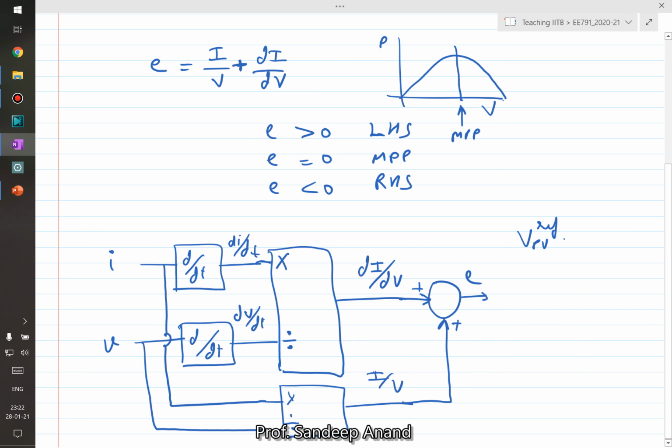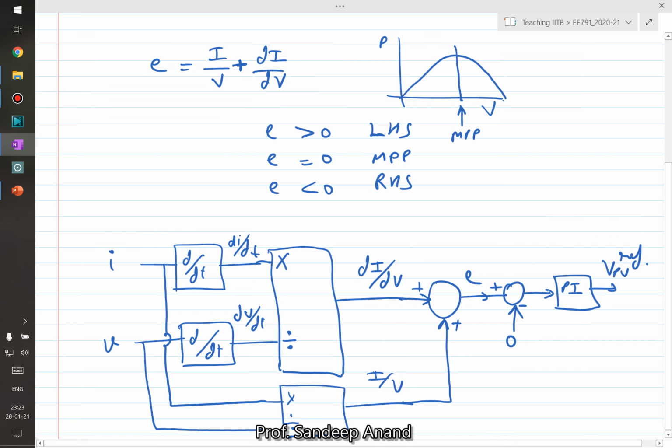Now let's say this E, what is the value I want for this E? Ideally, I would like this E to settle at 0. So let me compare it with 0 and pass it through a controller, which could be a proportional integral controller, and generate VPV reference, right? So I'm just comparing it with 0 and then passing through a PI controller to generate a VPV reference. Will it work? Let's see.